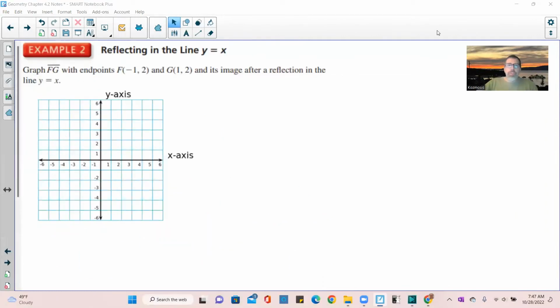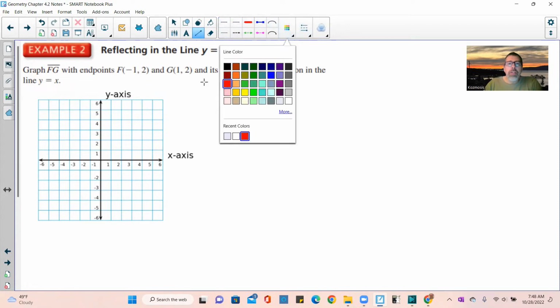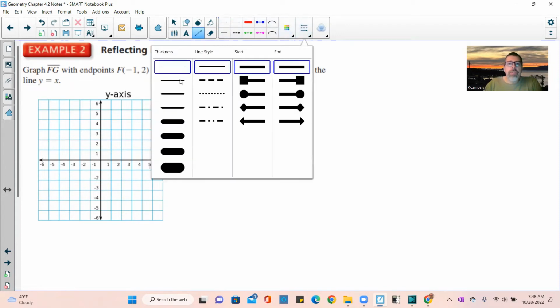All right, example 2, reflecting in the line y equals x. So now it says to graph line segment FG with these two endpoints and its image after reflecting in the line y equals x. So let me graph the line y equals x first, and I'm going to save time now. I'm not going to use my ruler function. It's quicker to just draw the segment this way, and I will make the line y equals x first.